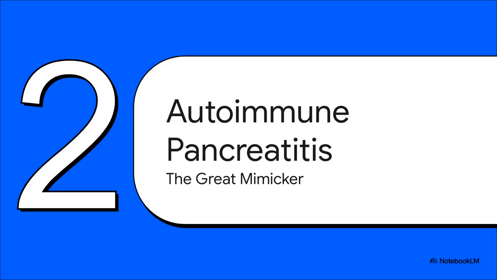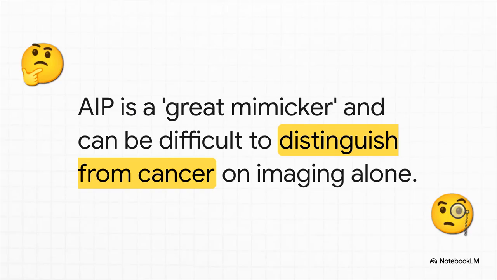Okay, let's switch gears to our next topic, autoimmune pancreatitis, or AIP. This one poses a very different and, frankly, a very serious diagnostic challenge. The main problem here isn't just finding a cause. It's being absolutely sure you're not missing a cancer. You see, AIP is a great mimicker. It can create a mass or a blockage that looks terrifyingly similar to pancreatic cancer on a CT or MRI.